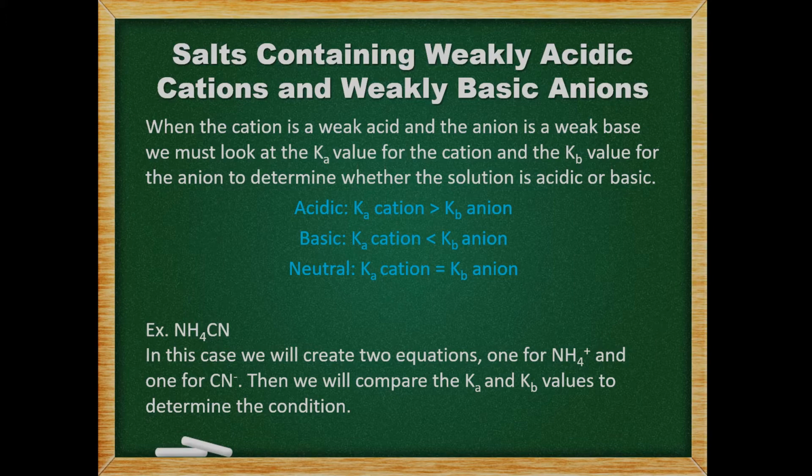When a salt has a cation that is a weak acid and the anion that is a weak base, we must look at the Ka value for the cation and the Kb value of the anion. The solution is acidic if the Ka of the cation is greater than the Kb of the anion. If the Ka of the cation is less than the Kb of the anion, the solution is basic. If both values are the same, it is neutral. In these problems, we need to create two hydrolysis equations and compare the Ka and Kb values to determine the condition of the solution.